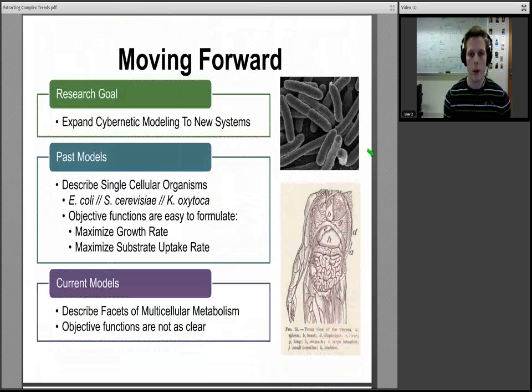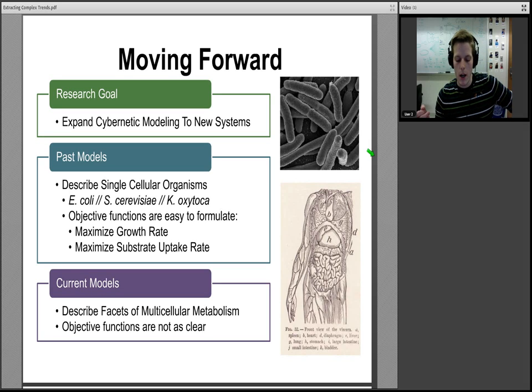So moving forward, where does this presentation come in, and where does this body of work come in, where we're trying to use these metabolic models to predict the time-dependent changes of gene expression? So our past models have been used to describe single cellular organisms, such as E. coli, etc. And for these systems, the objective functions are a little bit easier to formulate. For instance, maximizing the growth rate or maximizing the uptake rate of sugars encompass relatively intuitive metabolic goals. That is, cells are trying to compete with each other, and so if they grow faster or if they eat faster, then they're more competitive.